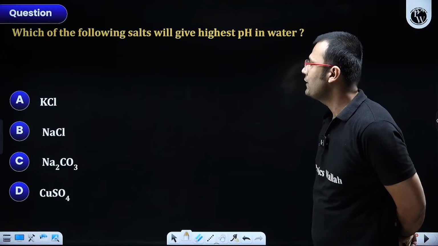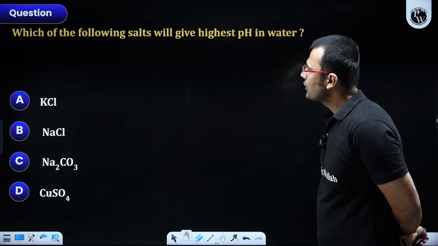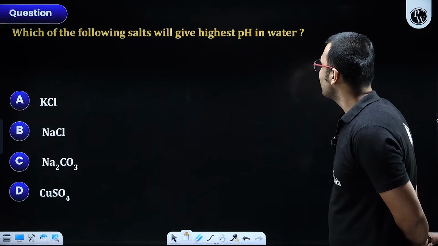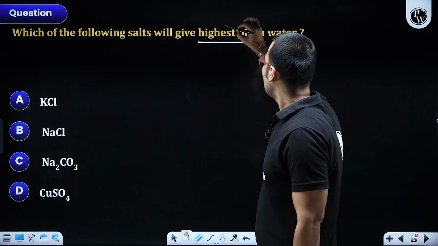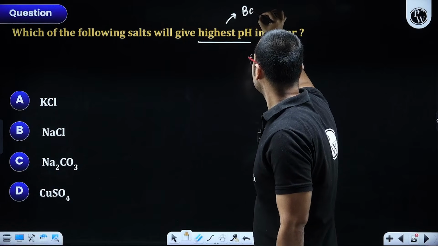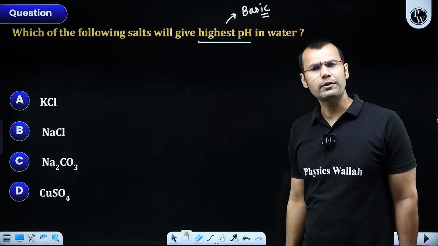Now, can you answer this question? It's not a calculation problem, it's a logical problem from the salt solution. The question is, which of the following salts will give the highest pH? Now, highest pH means what? Highest pH means when your solution is basic, right? We can directly answer this. Students, please focus here.